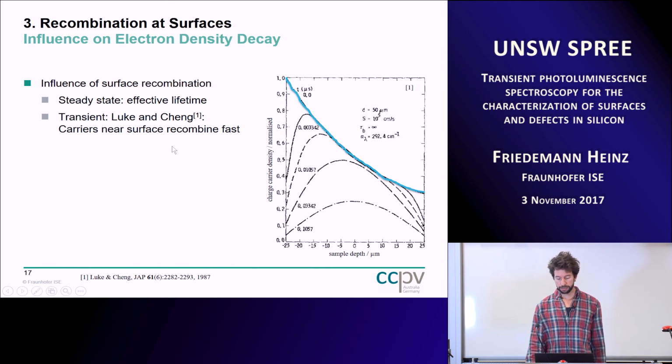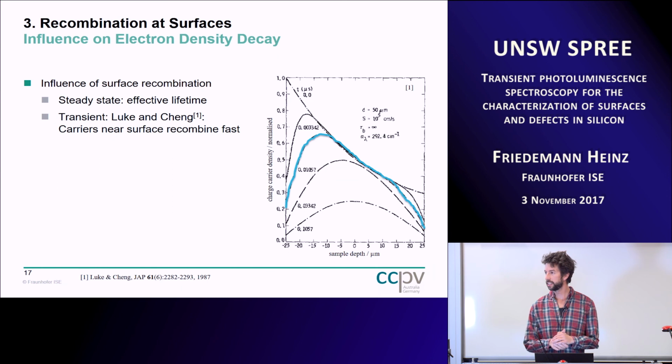And after some time, so after the laser pulse or after the excitation pulse, the charge carrier density drops fast at the surface and not so fast in the bulk. And this should be promising. So measuring the transient decay, this should be somehow separable, the surface and the bulk recombination.